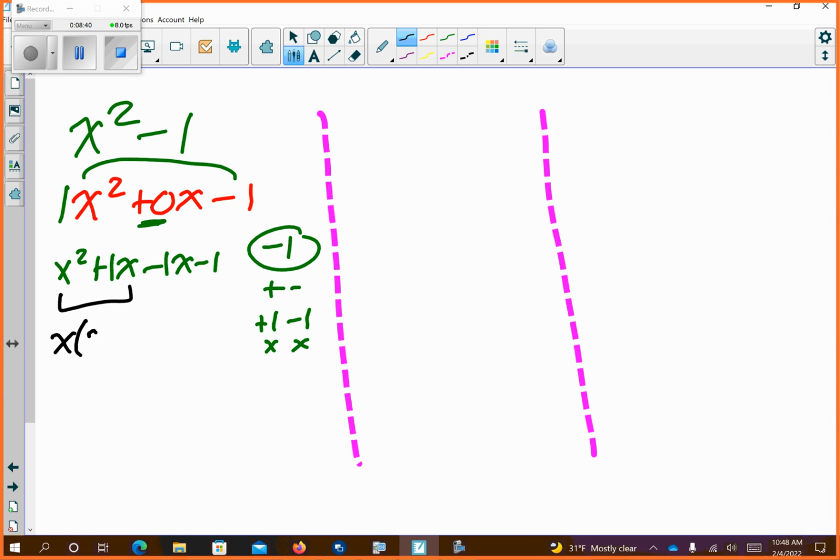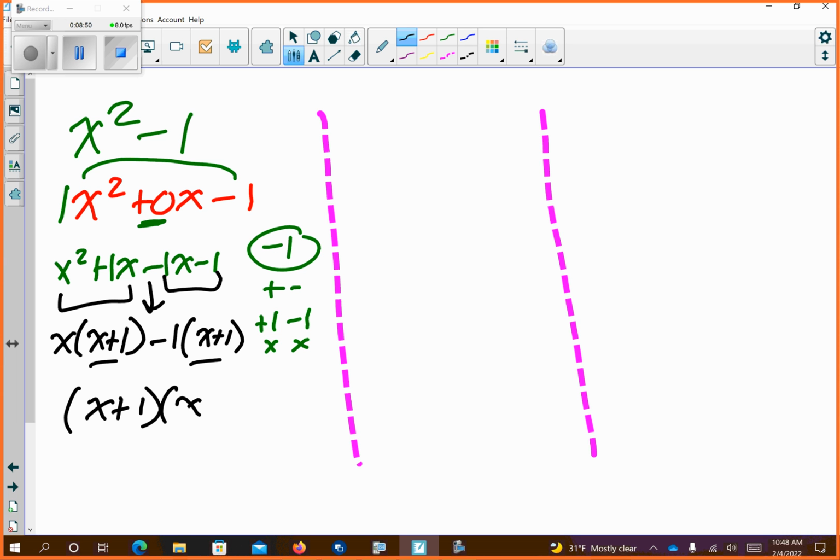Factor out an x. Negative sign comes down. Factor out a 1. So I'll go ahead and try this one. It's going to be done the same way. Last column will be done for later. Give you a couple minutes to try that second one.